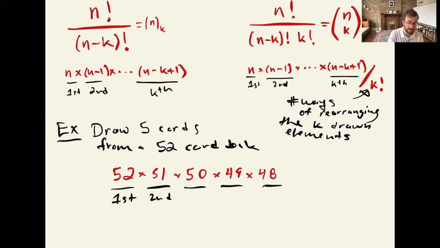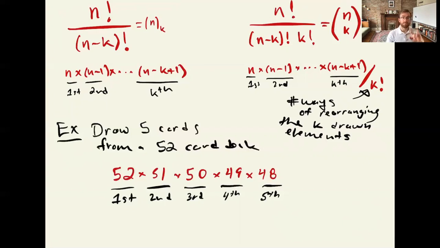Notice that 48 is only 4 less than 52, even though it's the 5th card. So again, that's where that k plus 1 comes from. So third, fourth, 5th. So you might be led to believe that this is the number of 5 card hands from a 52 card deck, but it's not. We did that just to help think about what the space of possibilities was.